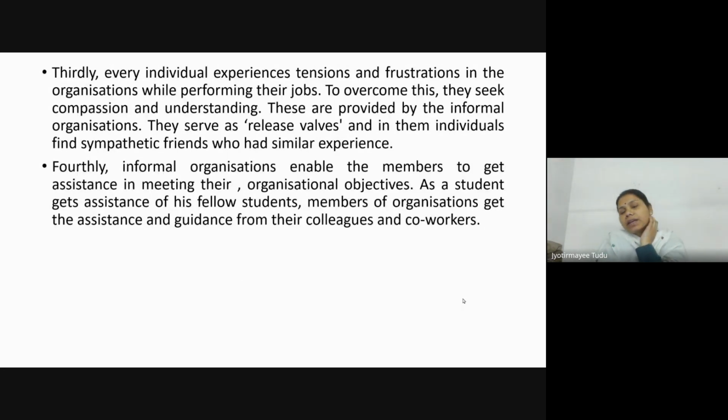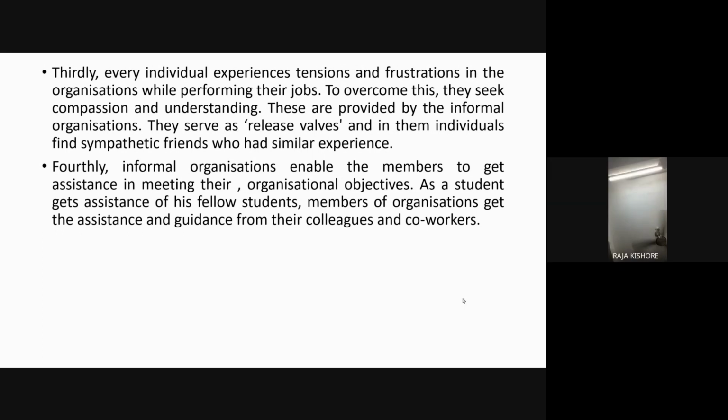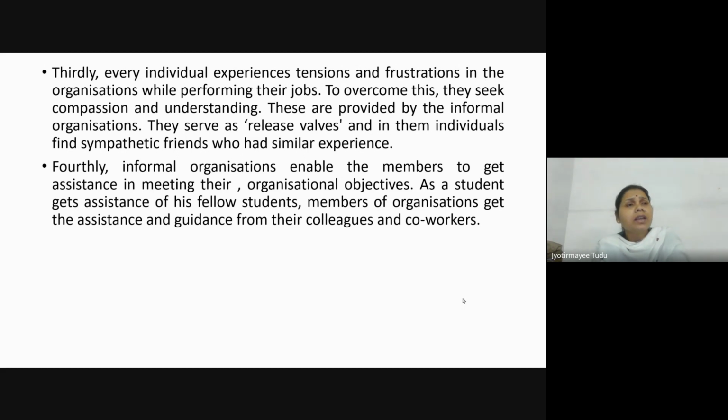Then every individual experiences tensions and frustrations in organizations while performing their job, which are not overcome in the formal organization. Suppose you want to go on leave, and your boss is not ready to give you leave, not ready to understand your situation. That creates a kind of conflict between the superior and the subordinate. If the boss is not ready to learn the genuine necessity of the subordinate's leave, then it will create an environment of conflict.